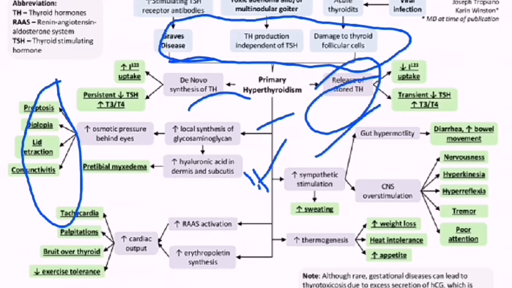And CNS overstimulation which causes the nervousness, you can see here the hyperkinesia, hyperreflexia, tremors, and poor attention.